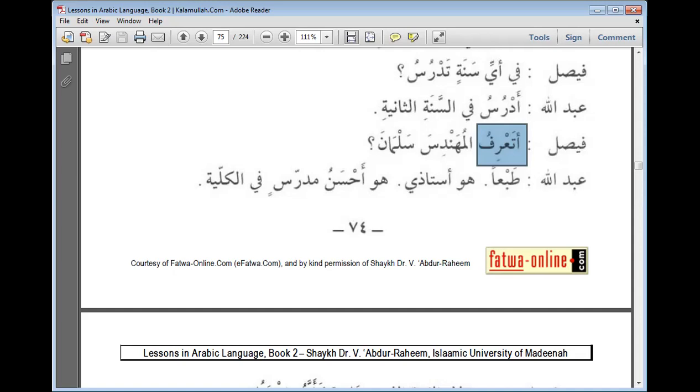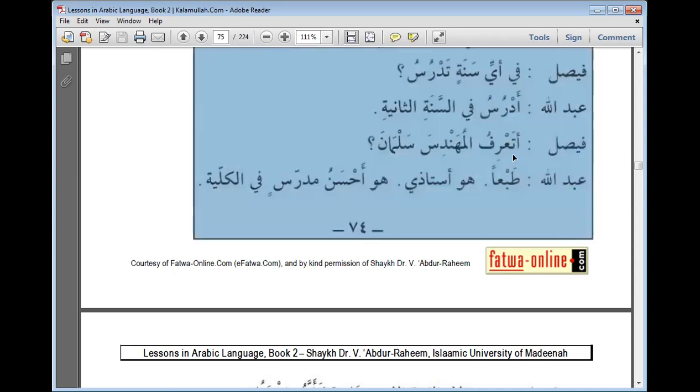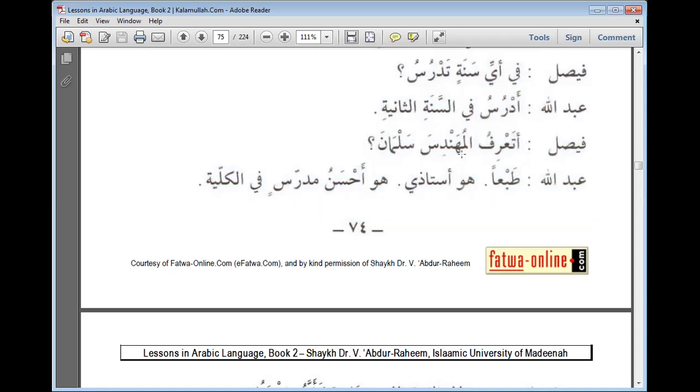Al-qalamu alal maktab. The pen is on the desk. We can change that into a question. We say, a hamza in front of it. A-qalamu alal maktab, is the pen on the desk, right? So here this hamza is not part of the verb, as you see on the line above. The line above has adrusu, I study. Here we have the hamza to ask the question, right? Ta'rifu. Do you know ta'rifu al-muhandisa Salmana? Do you know the engineer Salman?